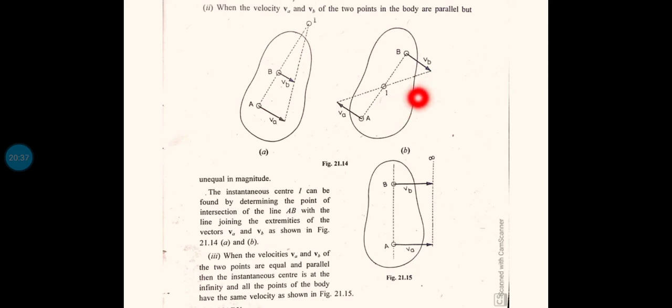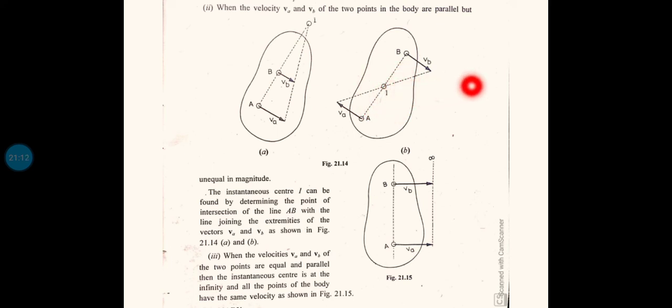Sometimes the velocity vectors can be parallel, but the direction will be different, as shown in case B. Here you can see the direction of VB is in this direction, and the velocity vector at A is opposite to the velocity vector at B. Both are parallel but in the opposite direction. In that case, you just draw a line joining A and B. Now draw a line joining both ends of the velocity vectors. This will be crossing the initial line drawn through B and A at this point. Then this will be the instantaneous center.